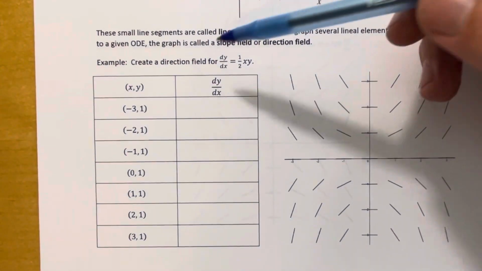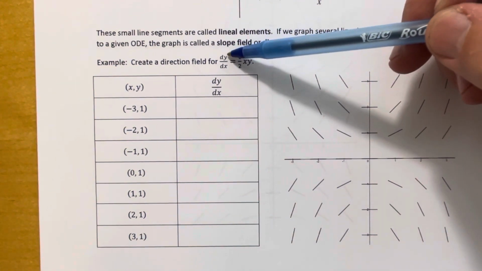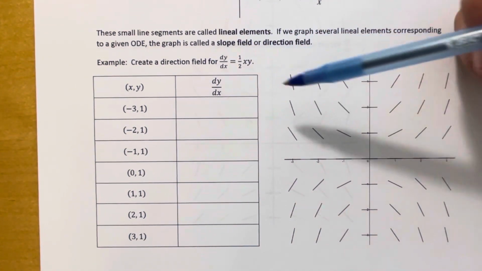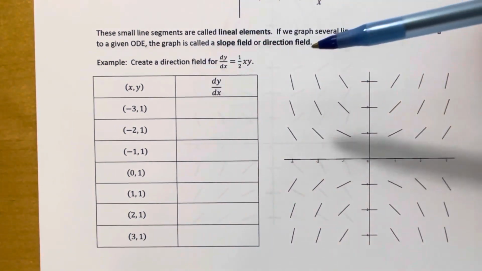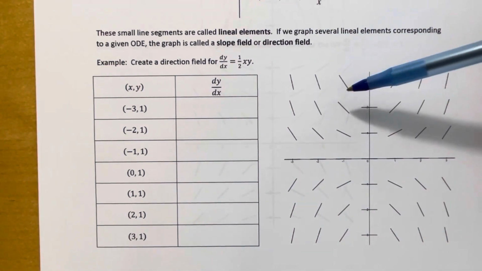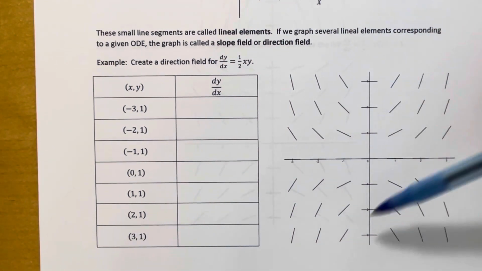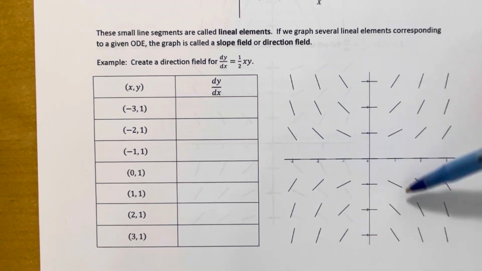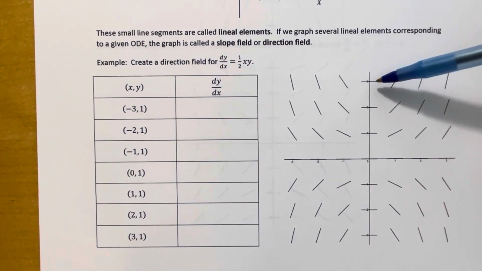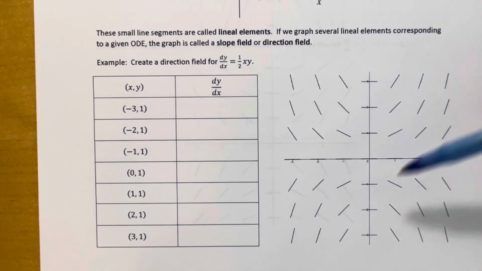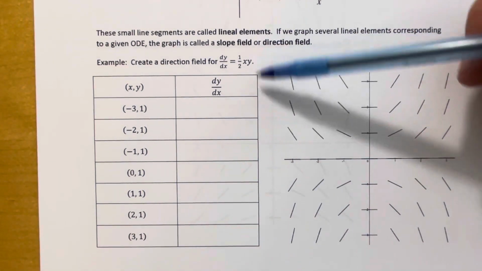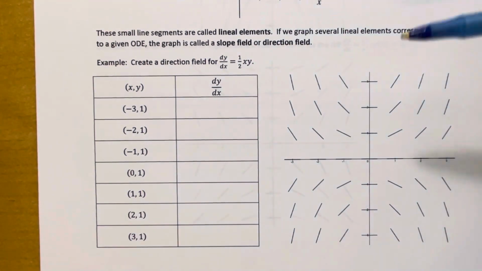We have this differential equation, dy/dx equals 1/2 xy, and we want to create a direction field for it. I've already created it here. I used a computer program to do this, but I want to show you how you would come up with these individual lineal elements if you didn't have a computer to do this with.